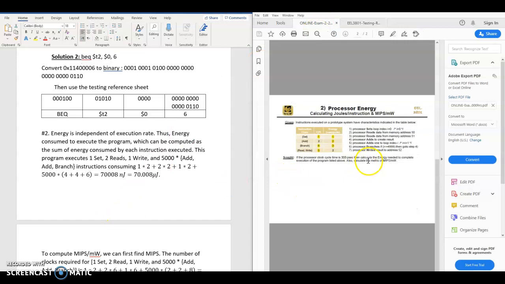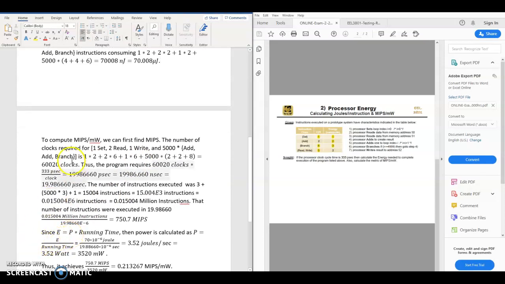And now for the second part of the question. To calculate the energy needed to complete execution of the program listed above, we're going to find out how many instructions we have of each type, and then multiply them by their corresponding energy cost to get the total energy cost required to execute the program. It's going to give us 70 microjoules in total.